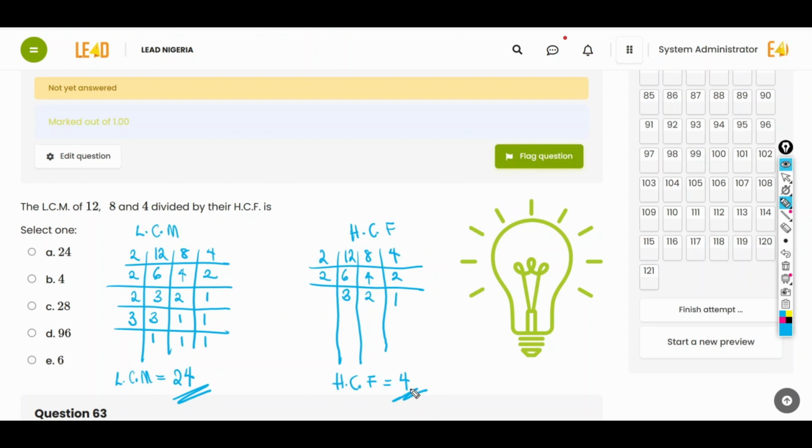HCF is 4, which implies that the LCM of these three, which is 24, divided by their HCF, which is 4, is basically saying 24 divided by 4, which gives you 6. The answer is 6. That's option E.